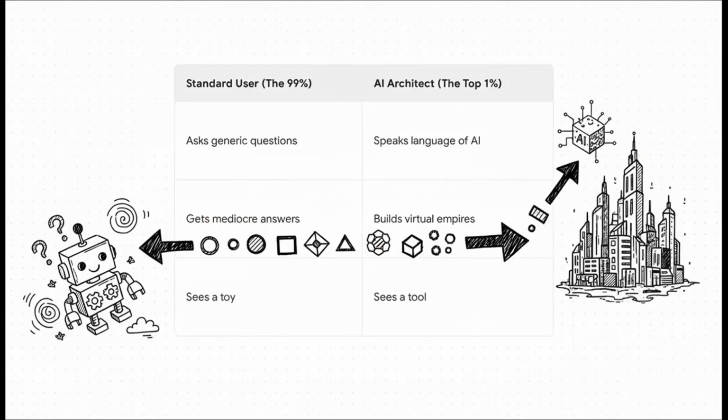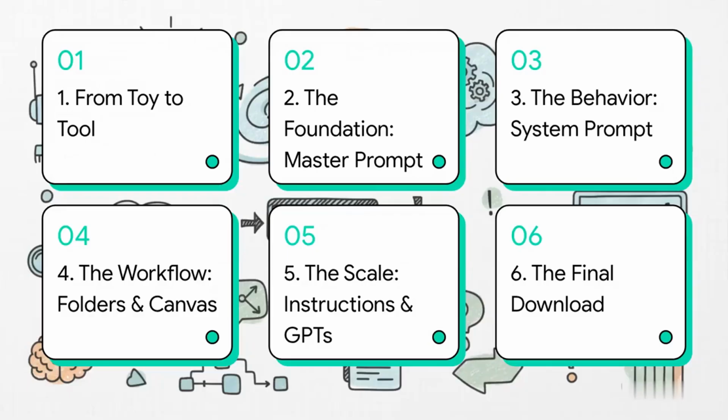We're moving from the person on the left, the standard user, to the person on the right, the AI architect. And it's all about making that one crucial shift in your mind, from seeing a toy to seeing an incredibly powerful tool. All right, here's our game plan. We'll kick things off with that foundational mindset shift. Then we'll build up from there, mastering prompts, your workflow, and how to scale everything. By the end, you'll know exactly what your first step should be.